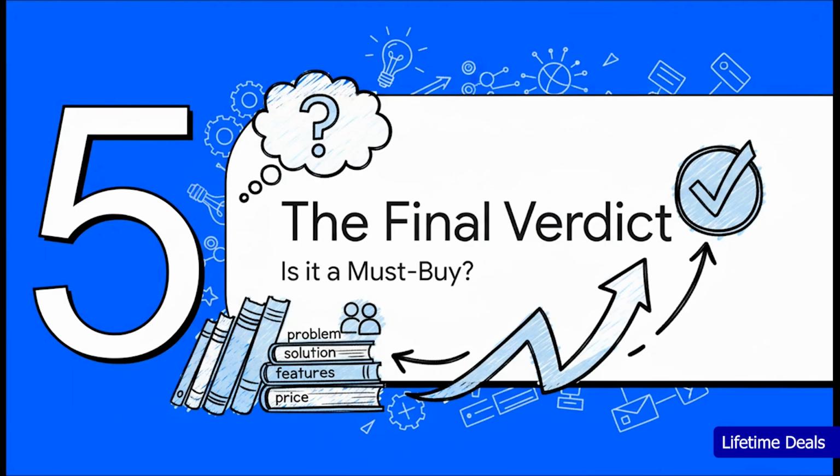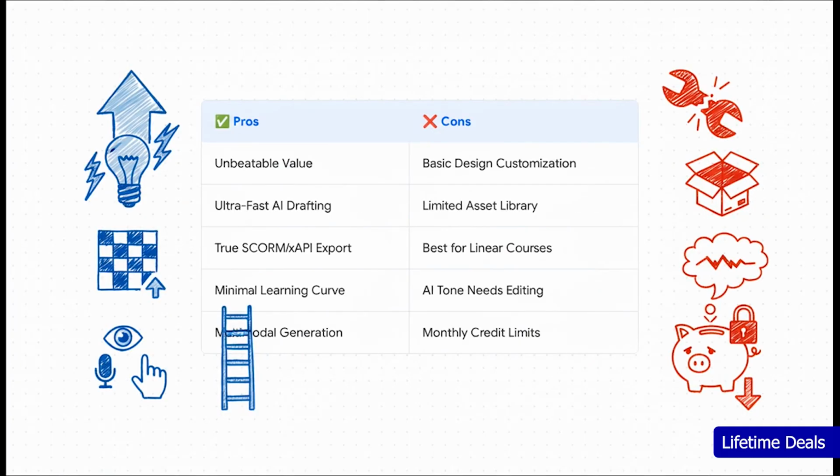All right, we've looked at the problem, the solution, the features, and the price. And that brings us to the big question, the final verdict. Is this a must-buy? Look, to be fair, no tool is perfect, right? On the plus side, you've got unbeatable value, that incredibly fast AI drafting, and the absolutely crucial SCORM export. But on the downside, the design customization is pretty basic, the built-in asset library is a bit limited, and the AI's tone, yeah, sometimes it needs a little editing. It's definitely best for straightforward linear courses, not super complex branching scenarios.